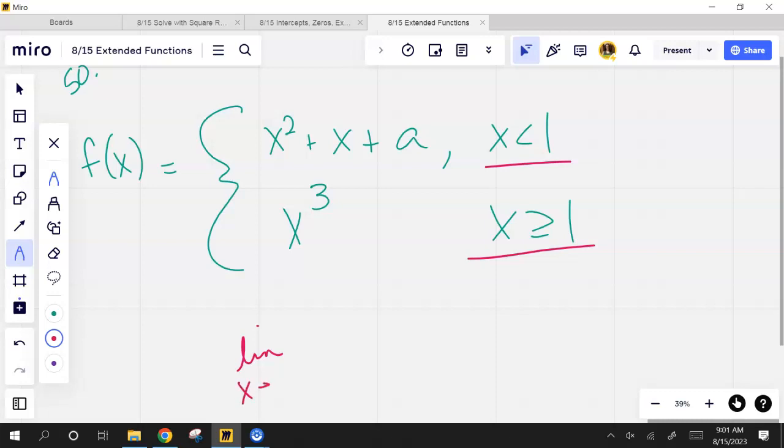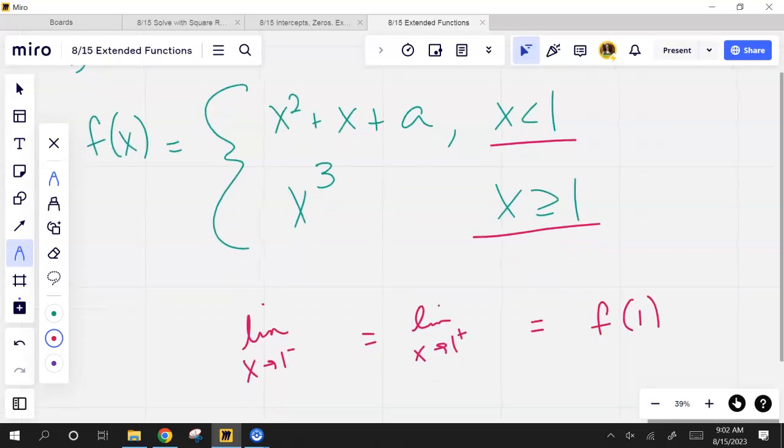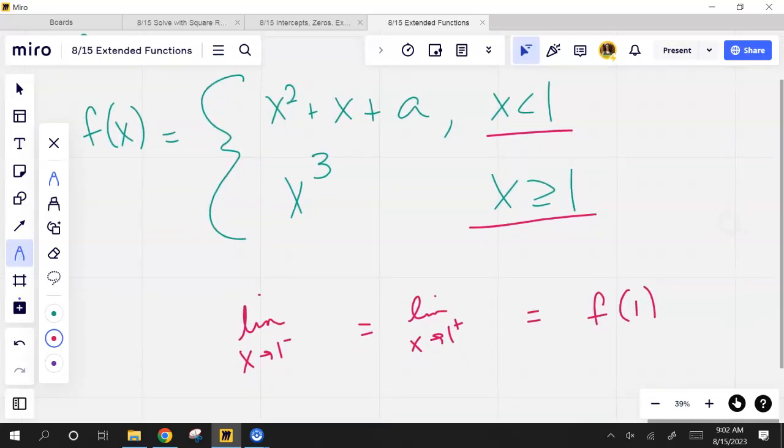So I need the limit as x approaches 1 from the left to equal the limit as x approaches 1 from the right, and I need that to also equal f of 1. That's what would cause me to be continuous, right? Okay, well, the limit from the left, I'm going to use this equation. 1 squared plus 1 plus a. Do you agree or disagree?